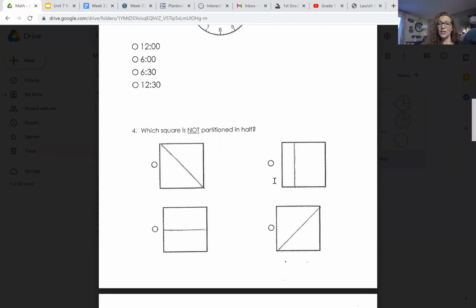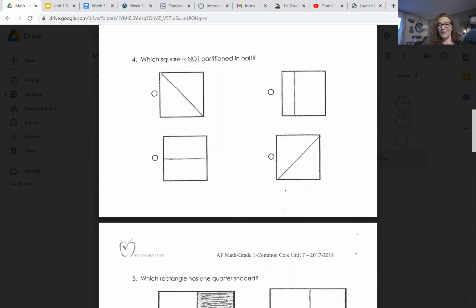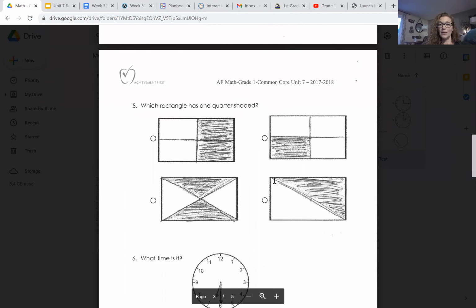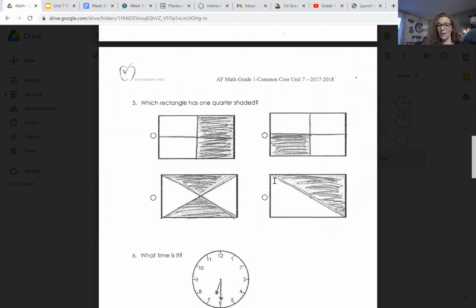And number four, which square is not partitioned in half? So look at it. Which one is not in half? You have to circle the one that is not in half, right? Three of them are in half. One of them isn't, right? Which one isn't? All right, circle it. Number five, which rectangle has 1/4 shaded? So look at each one. Which one has 1/4 shaded? Circle the right one.